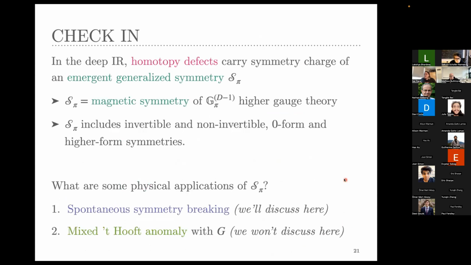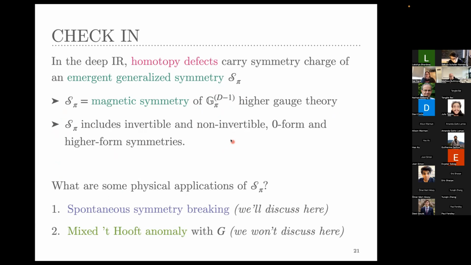So let's just do a quick check-in to see what we've talked about so far. You know, in the d pi r, the homotopy defects of ordered phases carry the symmetry charge of some emergent generalized symmetry S. And what we just showed is that this symmetry S is the same as a magnetic symmetry of some d minus 1 higher gauge theory. And this S is a beast. It includes invertible and non-invertible, zero form and higher form symmetries. There's a bunch of condensation defects involved. And this is all very nice, but now let's ask, well, what are the physical applications of S?